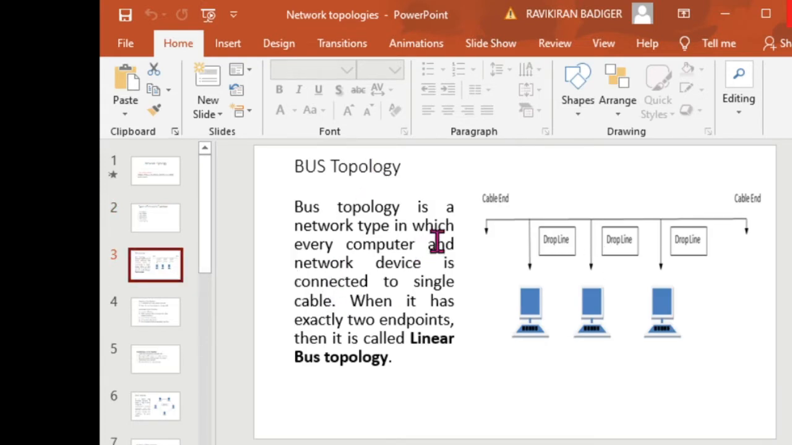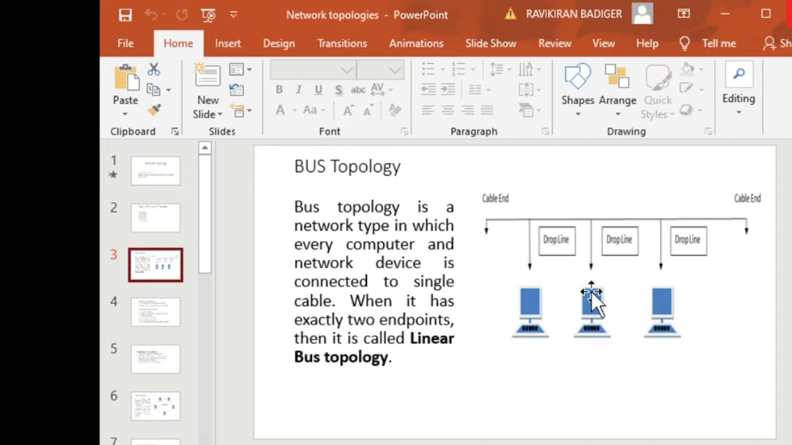Bus topology is a network type in which every computer and network device is connected to a single cable, which has exactly two endpoints. You can see in the figure there is a single backbone cable and the rest of the nodes are connected to this single cable, and each node is connected at this point. We call it a drop line.